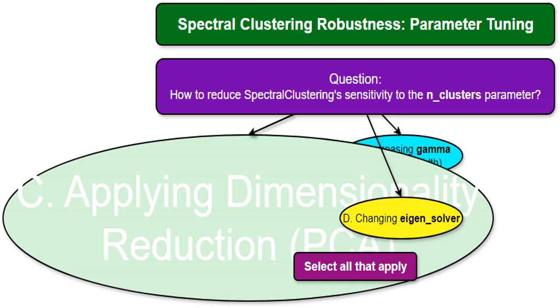Principal Component Analysis, PCA, simplifies data by focusing on the most important features. By removing noise and irrelevant information, PCA helps spectral clustering see the bigger picture, making it less sensitive to the number of clusters. It's like cleaning up the data before clustering, thus improving the robustness.